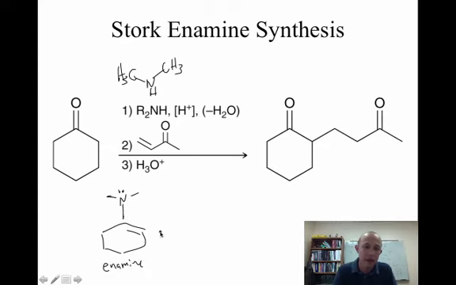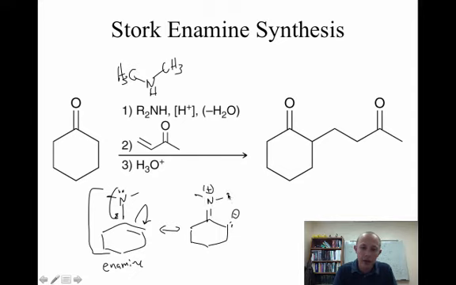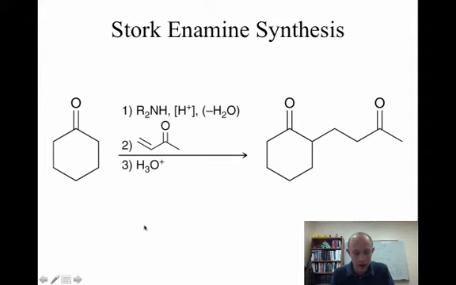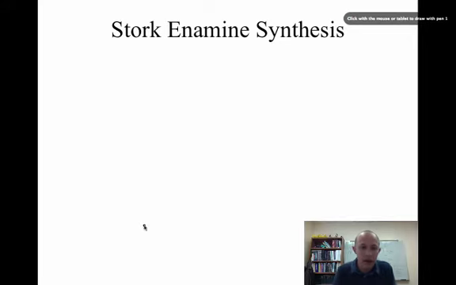And the nice thing about enamines is that they have an important resonance structure where we have a formal negative charge on the carbon and a formal positive charge on the nitrogen. So enamines are really nucleophilic at this carbon right here, and they make really good Michael donors.